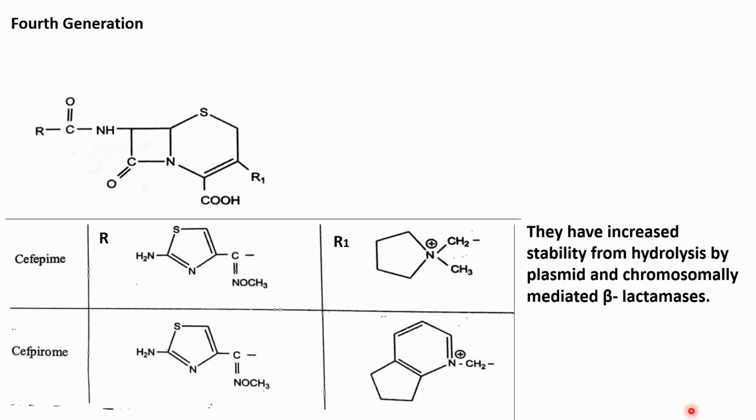Let's see the fourth generation drugs. They are mostly stable against hydrolysis by plasmid and chromosomal mediated beta lactamase. Here you can see the example of fourth generation cephalosporin. Their structures you can see on the screen. So these are the fourth generation drugs.